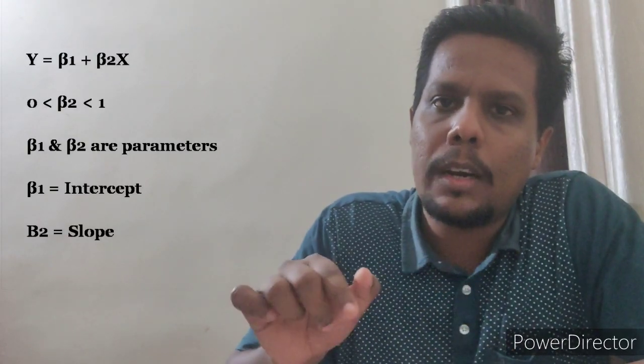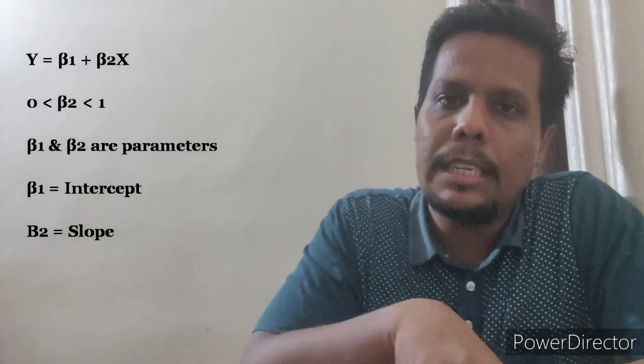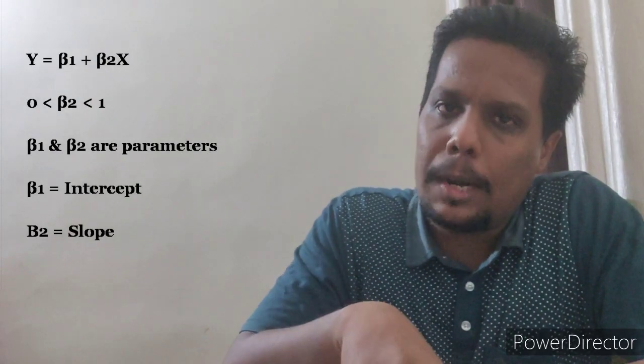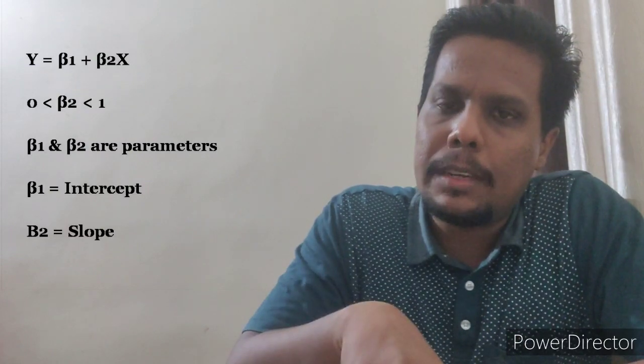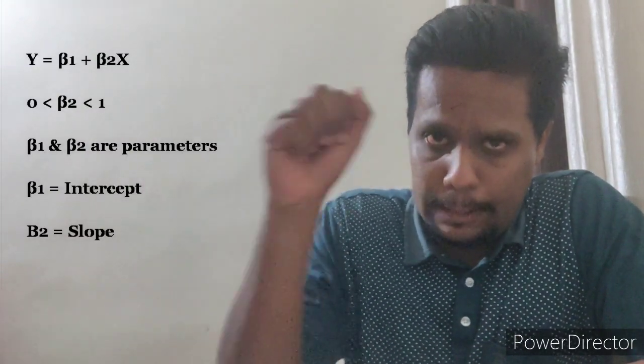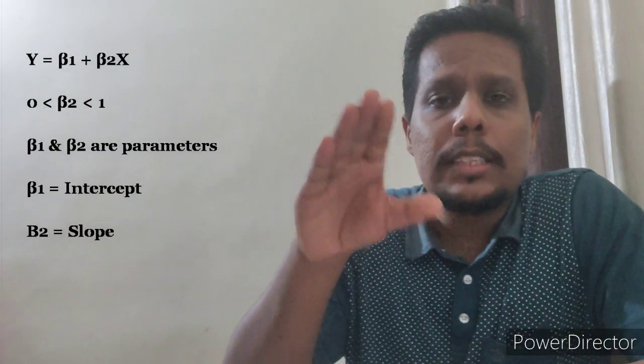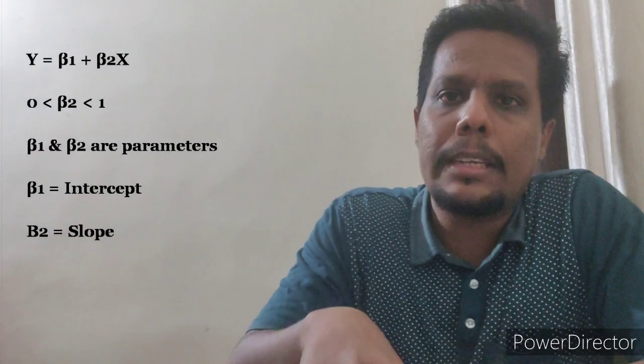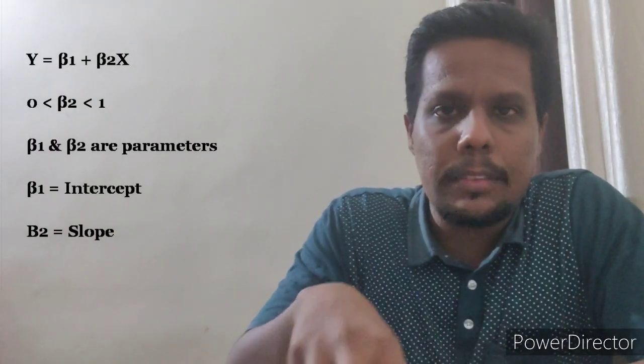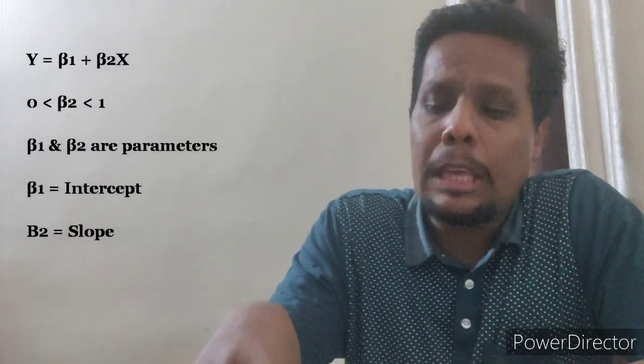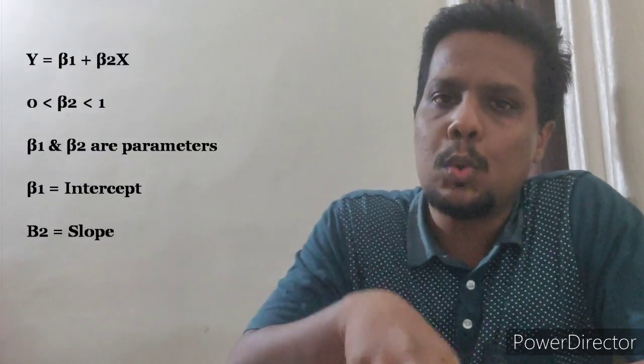In order to create a mathematical relationship, we will be using a simple regression equation to develop a mathematical model, and that equation will be Y equals beta 1 plus beta 2 X. Here beta 2 will be greater than 0 but less than 1. Y will represent consumption expenditure and X will represent income. Now, what are these beta 1 and beta 2? Beta 1 and beta 2 are parameters of the study, where beta 1 means the intercept and beta 2 means the slope. Now, what do you mean by the slope and intercept?